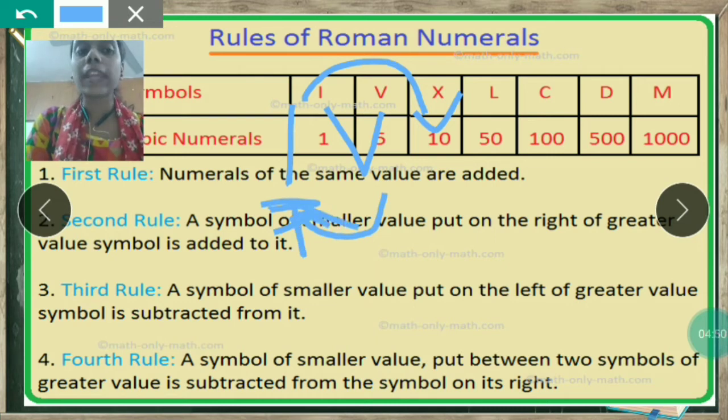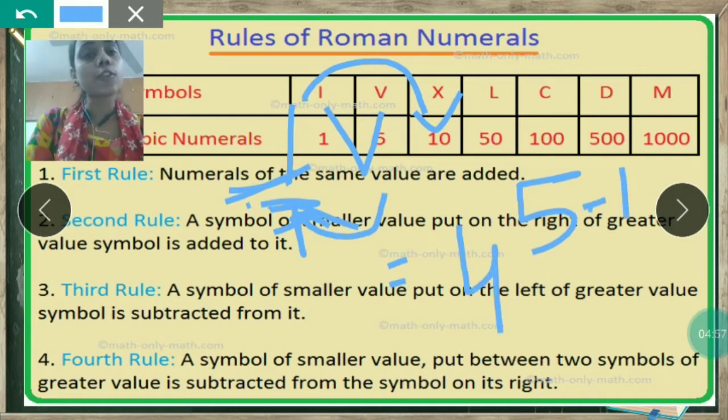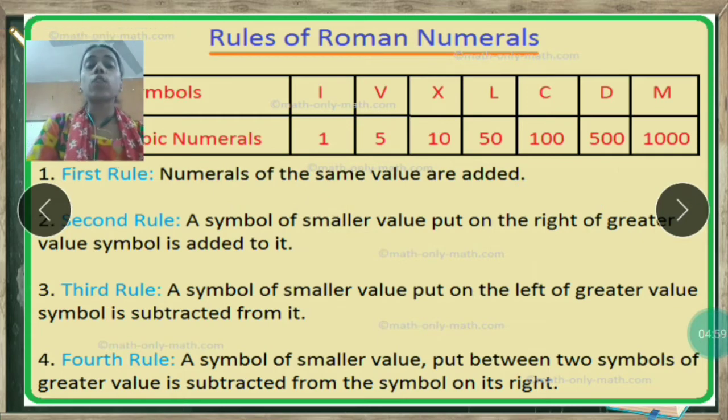So the value of V is 5 and the value of I is equal to how much? 1. So 5 minus 1 will be what? It will be equal to 4. So this is rule number 3.